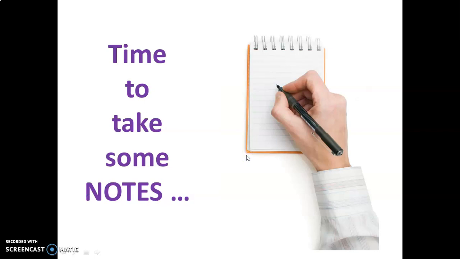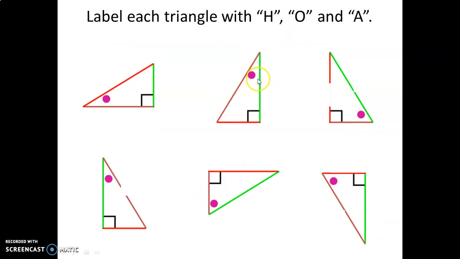Now we're going to take some notes. There's a notes page that goes with this video. Let's go to the first bit. On this first part of the page, label each side of each of these triangles with the letters H, O, A. H for hypotenuse, O for opposite leg, and A for adjacent leg. And the angle of reference is marked with a dot.